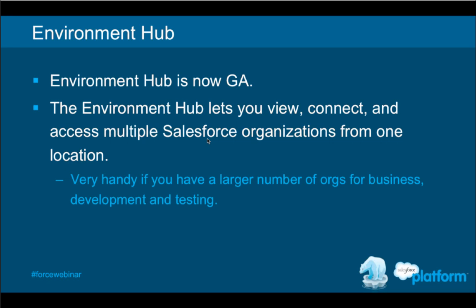We briefly mentioned the Environment Hub and the fact that it was going to be a pilot when it came out in summer 13. It's now GA. For those of you unfamiliar with the Environment Hub, it's basically a tool that lets you from a single centralized location, i.e. one Salesforce org, actually connect to, access, and manage multiple or additional Salesforce orgs. So it drastically simplifies the management and administration of multiple orgs.